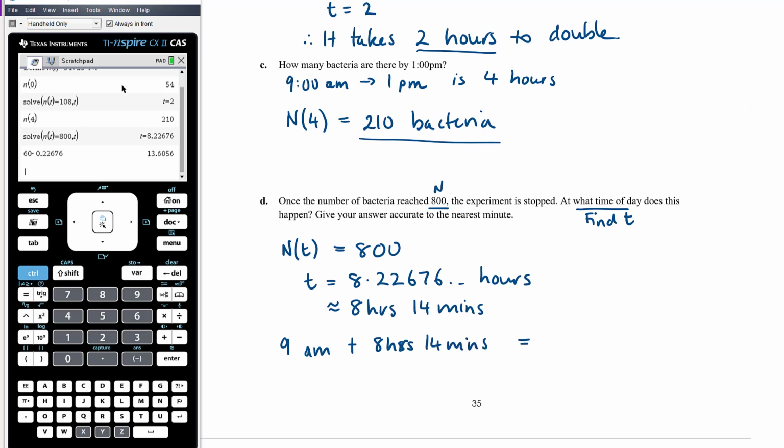So 9 a.m. plus 8 hours, again, get your fingers out if you need to. 10, 11, 12, 1, 2, 3, 4, 5. So that is going to be 5:14 p.m. So at 5:14 p.m., correct to the nearest minute, we'll have 800 bacteria in this particular dish.